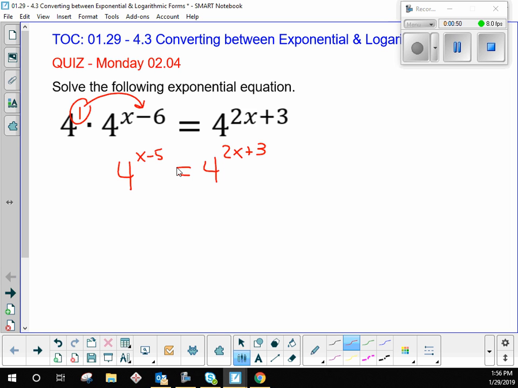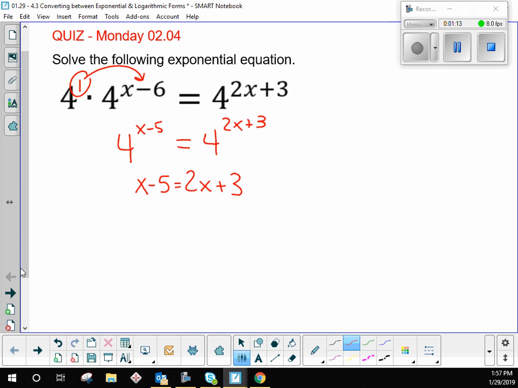And now that we have only one base on the left and one base on the right, we can do what? We can drop the bases and then set the exponents equal to each other. It's not that the bases are canceling out, it's just that because they're equal, we know the values of the exponents also have to be equal to keep the equation in balance.